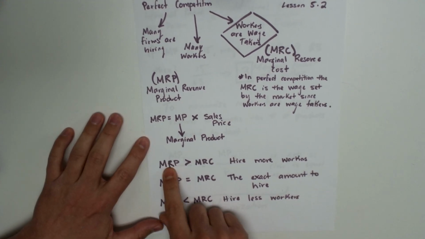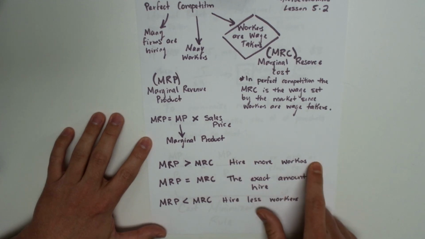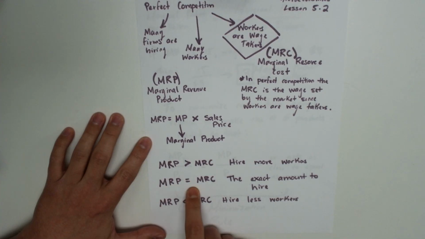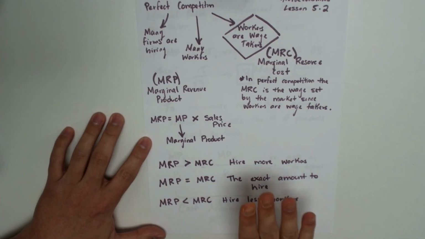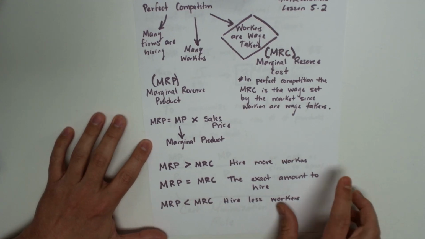Now, if the MRP is greater than the MRC, that means you should be hiring more workers, since you're getting more revenue than it costs. If the MRP is equal to the MRC, you're hiring the exact perfect amount of workers that you need. And if the MRP is less than the MRC, you should hire fewer workers, because it's costing you more than the value they're giving you.